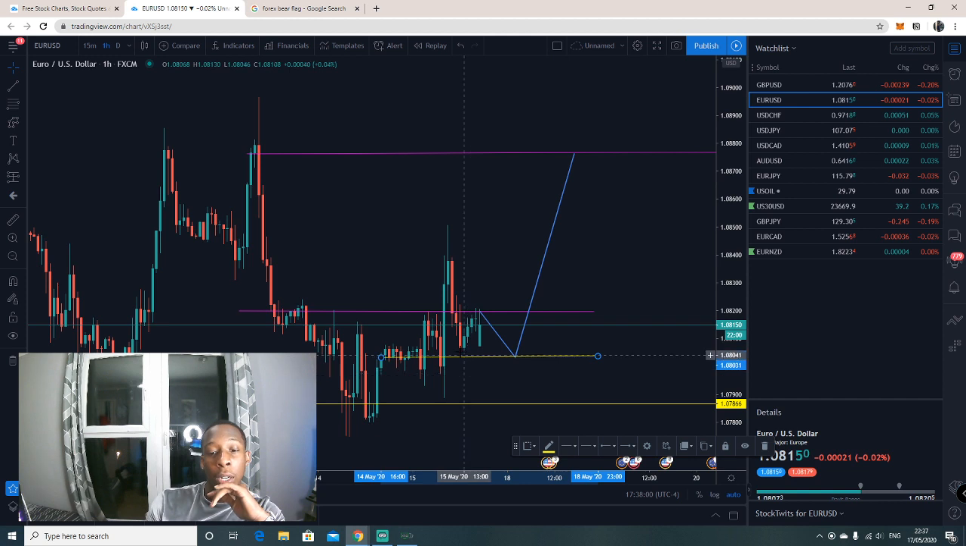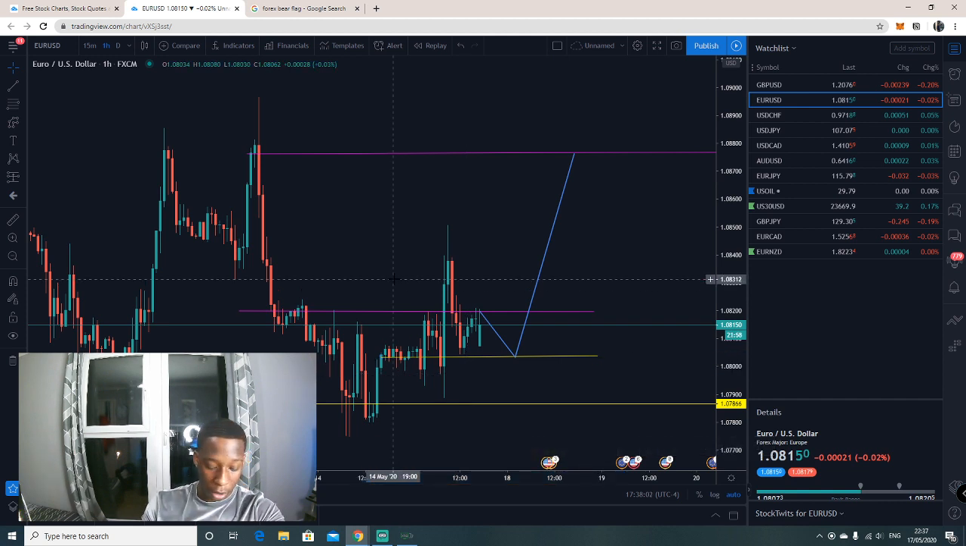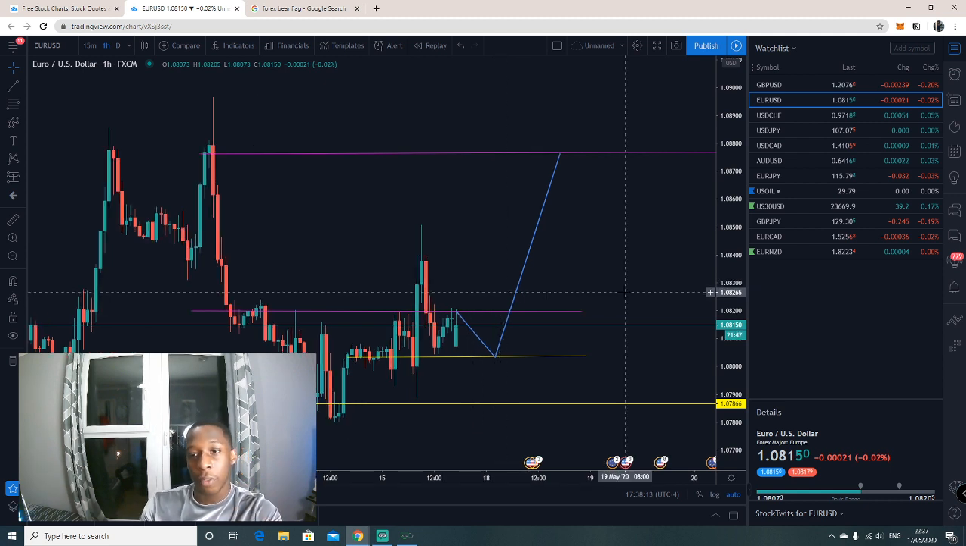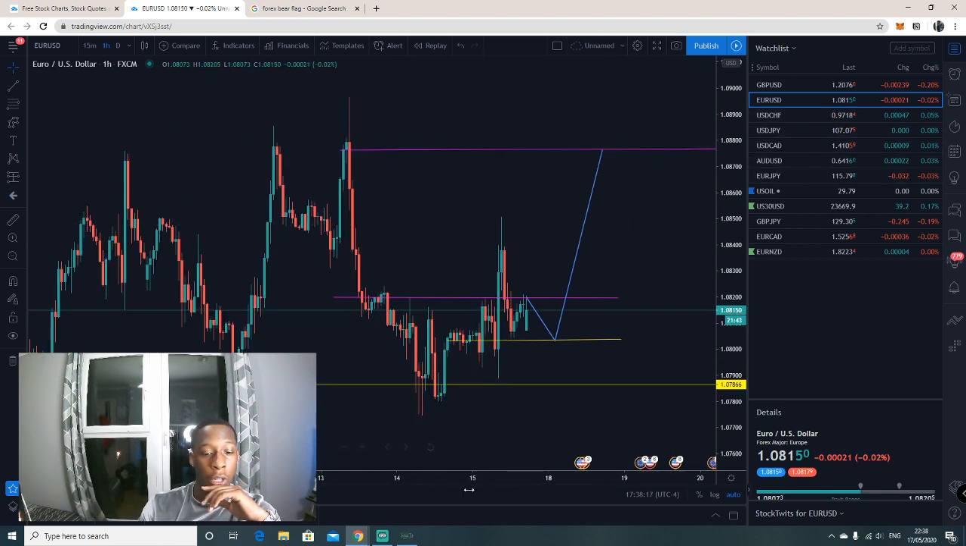Look on the economic calendar as well. See if there's any news, what's going to get released that could potentially push the market to the upside if it's positive news. But yeah, Euro USD looking good.